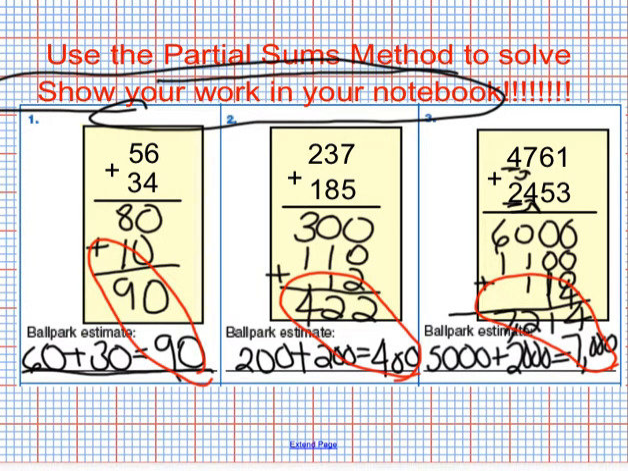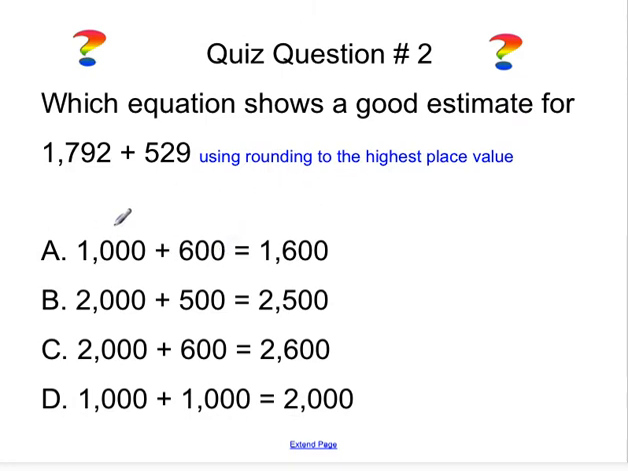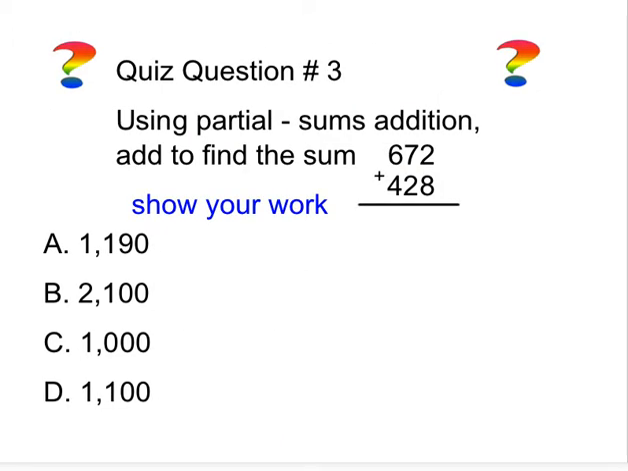Moving along, you are now going to get a chance to think about some questions. The first question, which equation shows a good estimate for 294 plus 369? Remember, you're using the rounding to the highest place value method. So you have to think which one of these would be a good ballpark estimate for 294 plus 369. Next problem. You again have to think about which one of these choices would be a good ballpark estimate for 1,792 plus 529.